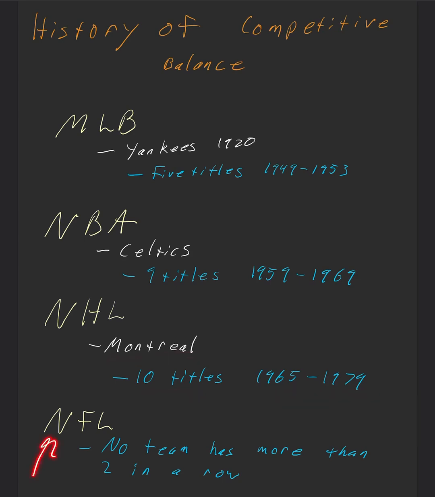But in the NFL, no team has more than 2 titles in a row. So there's maybe a much better history of competitive balance there in the NFL, whereas these other leagues have some stretches where there's been a truly dominant team for a long period of time. MLB with several instances of it, as we've discussed.